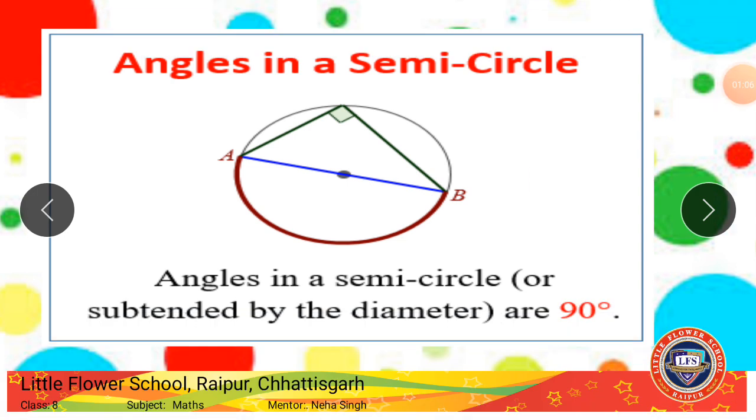So, there is a property related to the angles in a semicircle. Angles in a semicircle will be 90 degree. How angles in a semicircle? See, this is the diameter. Diameter AB is making an angle. Suppose I name this point O. Diameter AB is making an angle O on the circumference of the semicircle, right? So we can say angle AOB will be 90 degree. This is one of the properties we are going to use in solving the questions, right?